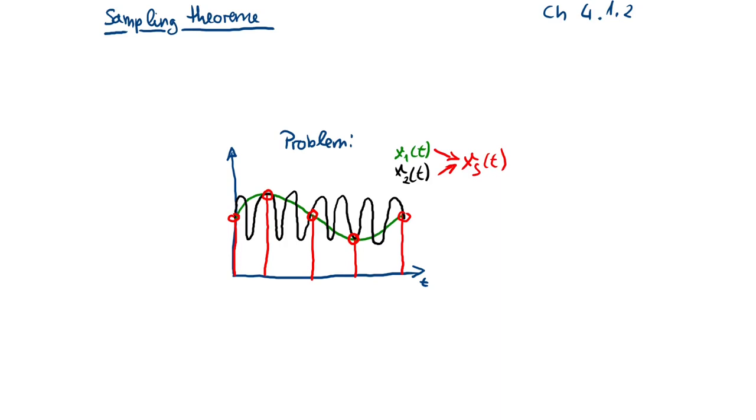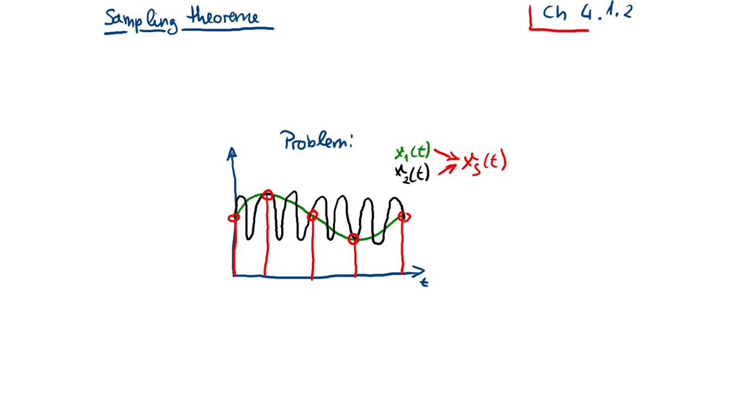In the last video, we learned about sampling in general, and we learned that we can sample analog time continuous signals and obtain a time discrete signal. But can we sample any signal without any restrictions? No, we can't, and we will learn about the restrictions in this video.